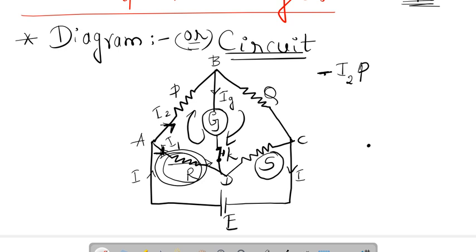In the same way, I will take negative I2 into P. The flow of current through the galvanometer is also in the same direction, so I will also take Ig, the galvanometer current, that is minus Ig into G. If you consider opposite to the flow of current, that is the direction of I1 into R at the resistor R, it is equal to 0. Okay, let me write on that page.